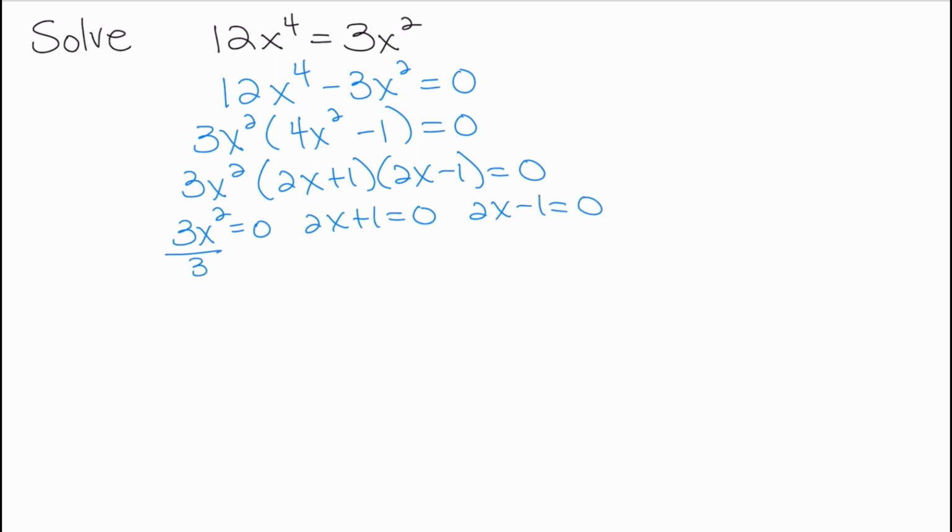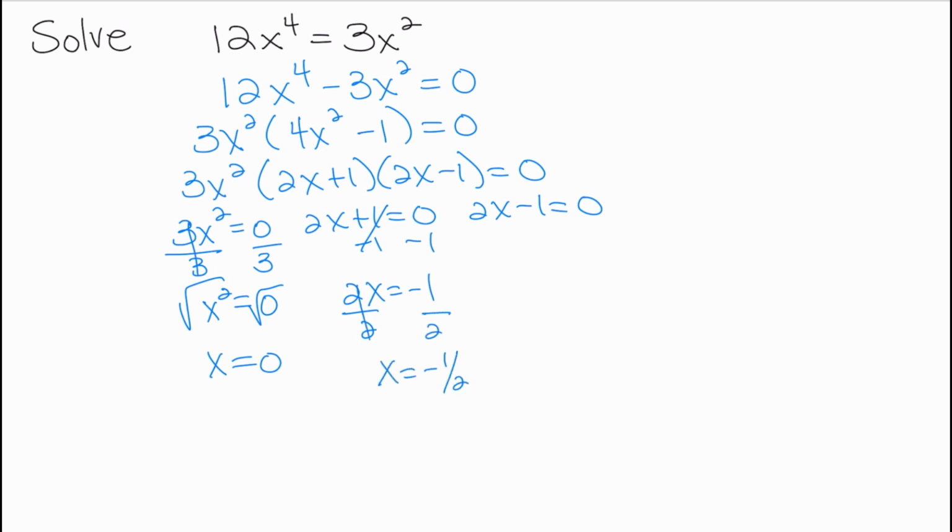If I divide by 3x squared and take the square root, then I'm going to be left with 0 as one of my answers. If I subtract 1 and then divide by 2, I'm going to get negative 1/2 as another one of my answers. And then from this one, I'm going to get 2x is equal to 1, so x is equal to positive 1/2. So my solutions are negative 1/2, 0, and 1/2.